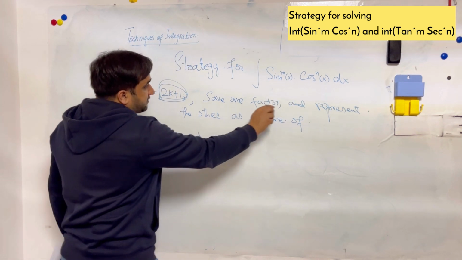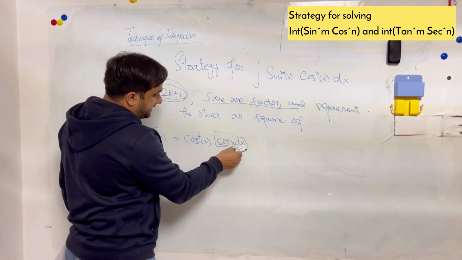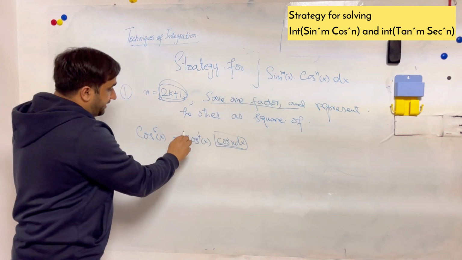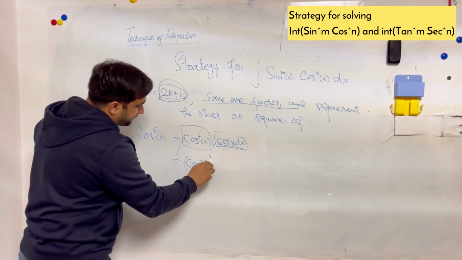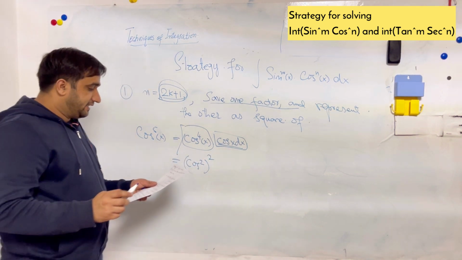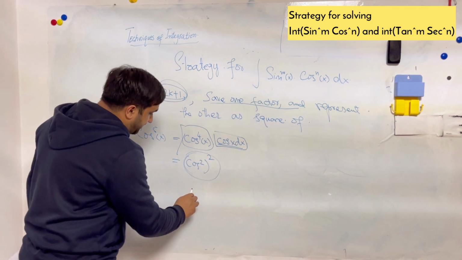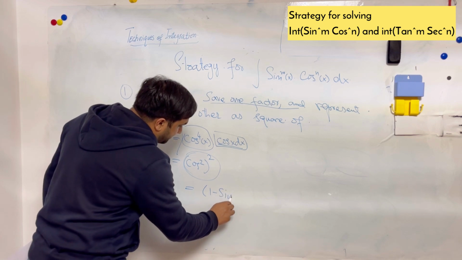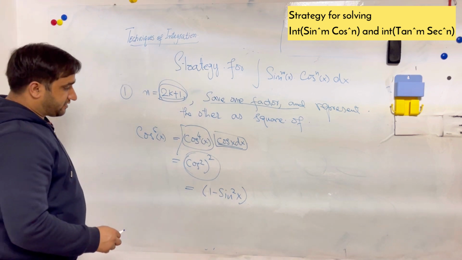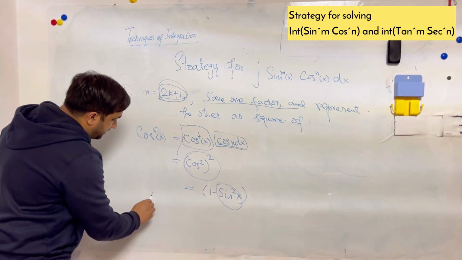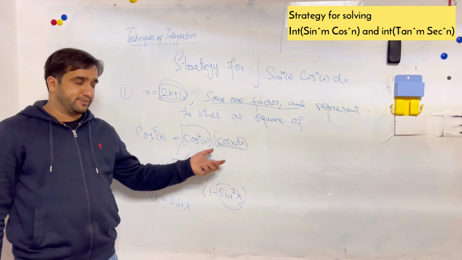Now, this statement says save one factor. I have saved one factor with this. Forget it, save it there. Now, make this other part a square of cos. And in this square of cos, you can replace this cos square with 1 minus sine square. And when you do that, replacing with 1 minus sine square, now you can assume u is equal to sine x, just like we did in an example just moments before.